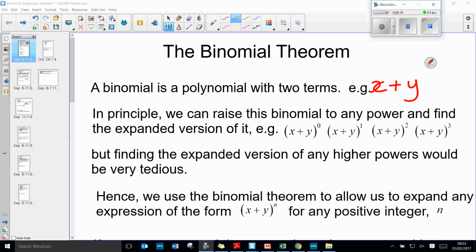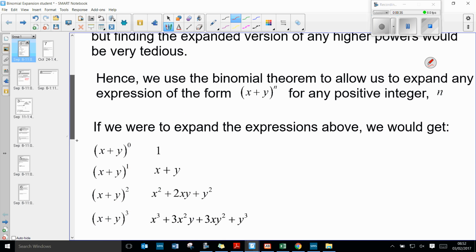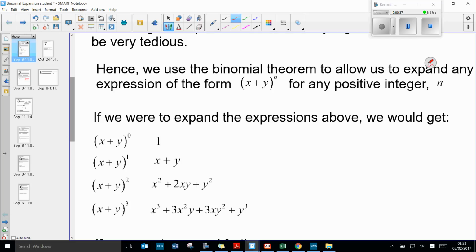So we can have x plus y to the power 0, x plus y to the power 1, x plus y to the power 2, 3, etc. But finding the expanded version of any higher powers would be very tedious. Hence, we use the binomial theorem to allow us to expand any expression of the form x plus y to the power n. Now, in the past, I've asked you to work out these things, and it's generally caused quite a lot of angst and issues.